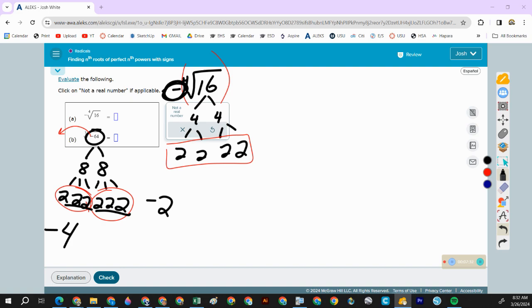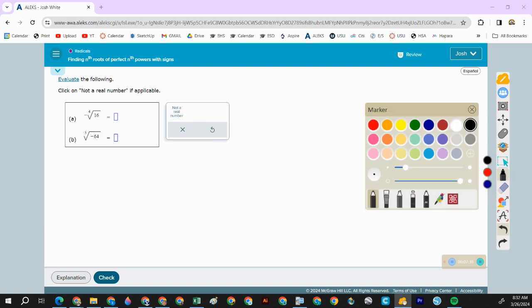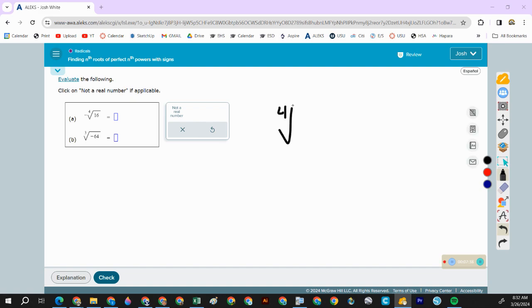Okay. What if I had the fourth root of negative 243? No, that doesn't work. Right? So what number times itself times itself times itself equals negative? Well, there's no way to do that. If they were all negative, then this number would be positive. If they were all positive, then this number would be positive. So that would have no real solution, not a real number.